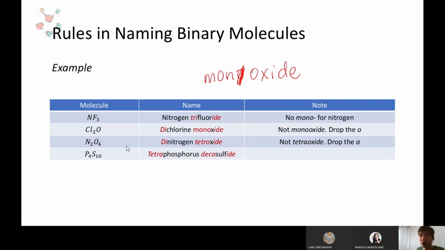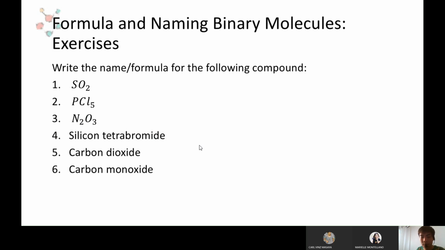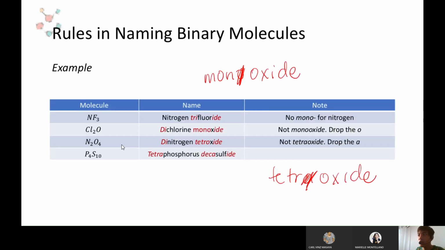The same applies to this third example, N2O4. There are two nitrogen, so dinitrogen. There are four oxygen, so the prefix tetra, and then oxygen becomes oxide. Again, tetraoxide sounds awkward, so we erase the A. The name becomes tetroxide. So, dinitrogen tetroxide: two nitrogen, four oxygen, tetroxide.